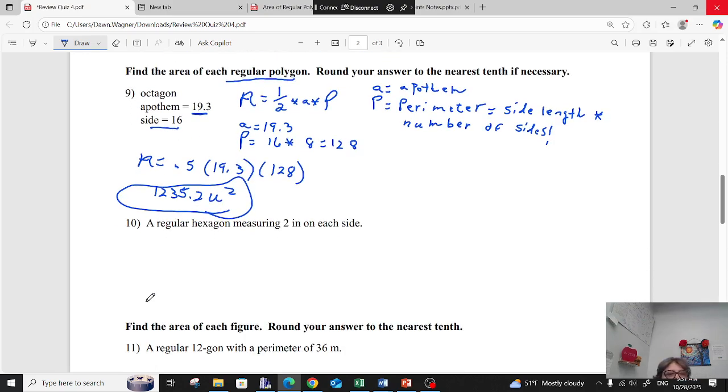Now, hexagon. Let's see if I can draw it. Please pardon my drawing. I don't have a template that I can go off of, right? And not too bad, is it? 1, 2, 3, 4, 5, 6. Okay, hexagon is 6 sides, right? And this has 2 as this measure. What am I missing to be able to find the area? The apothem, right?